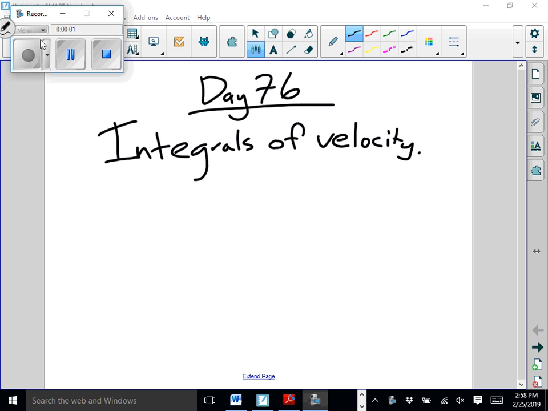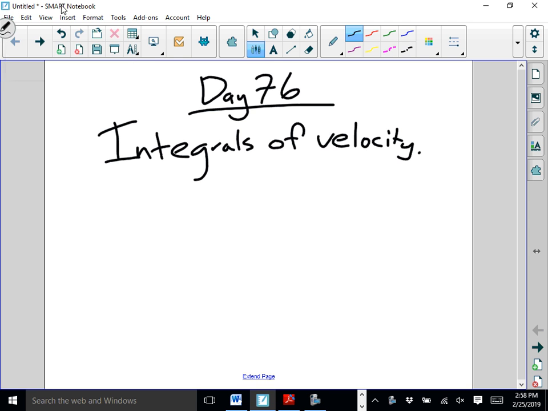We're back with day 76. What we're going to talk about today is integrals of velocity. When we integrate velocity, there are some things that we really have to pay kind of close attention to in order to get the answer that we're looking for. Right? There are different things we can do with integrals of velocity that provide different answers to different questions.